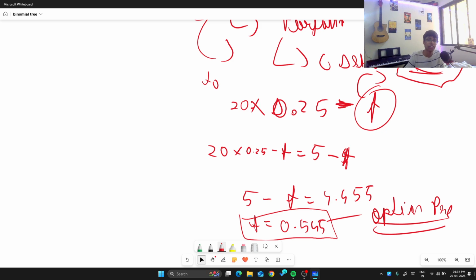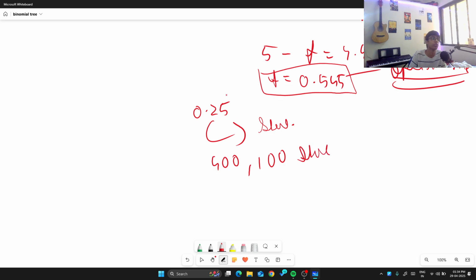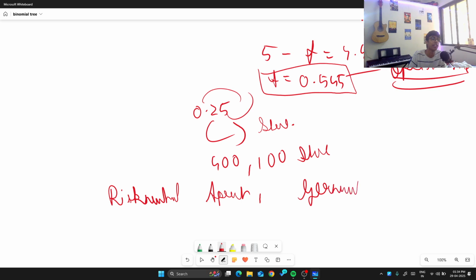And in reality, we can't buy 25% of a share, right? So we will buy 400 options and 100 shares of equity. We can buy like that. And now we will go to the risk neutral approach, and we will generalize this example. So let's start.